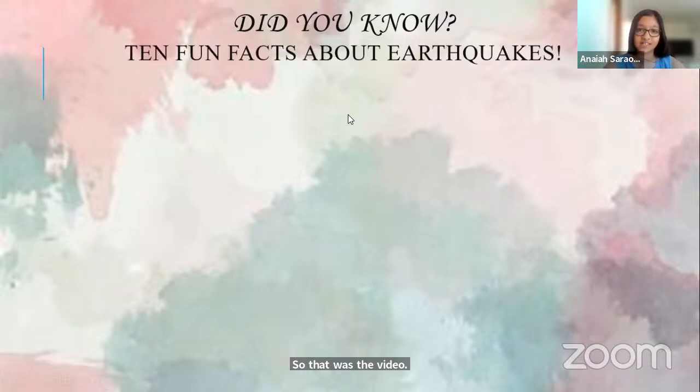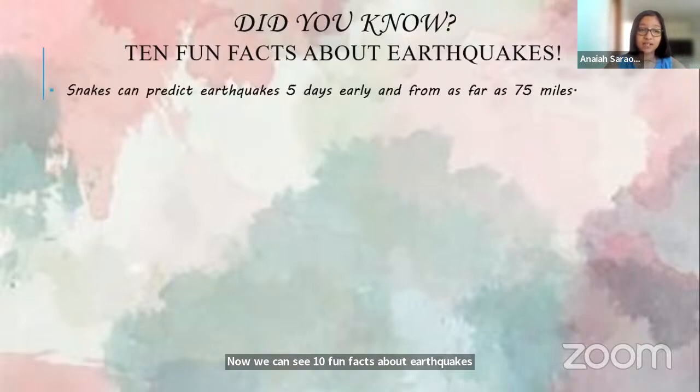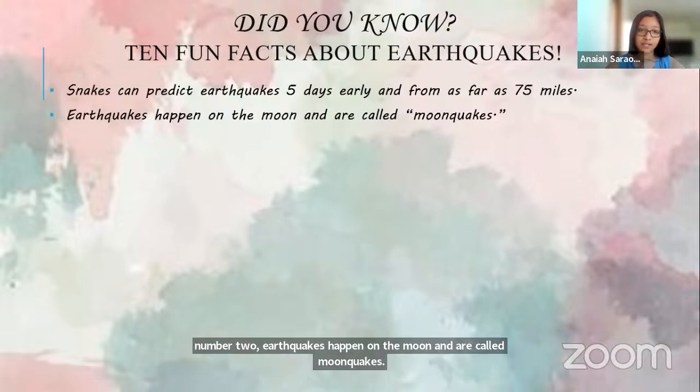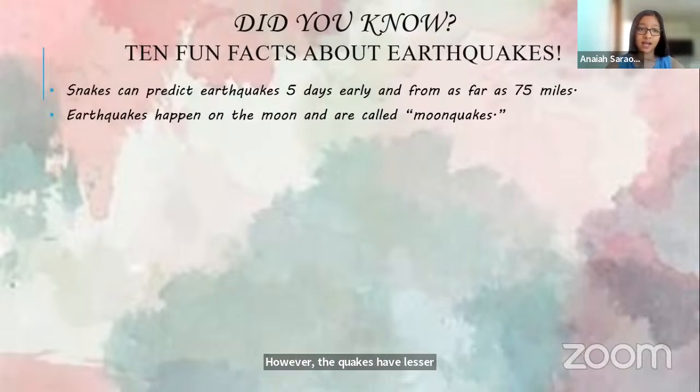So that was the video. Now we're going to see 10 fun facts about earthquakes. Fact number 1. Did you know snakes can predict earthquakes 5 days early and from as far as 75 miles? Fact number 2. Earthquakes happen on the moon and are called moonquakes. However, moonquakes have lesser magnitude than earthquakes and are also smaller in size.